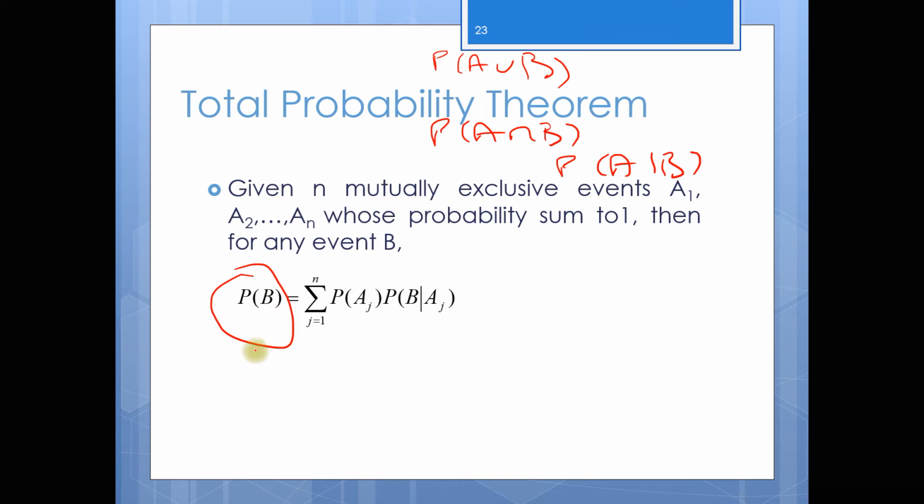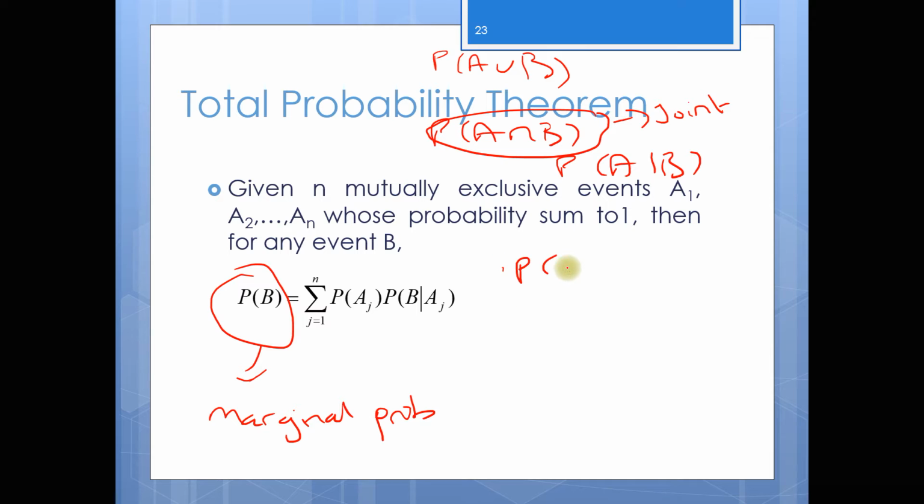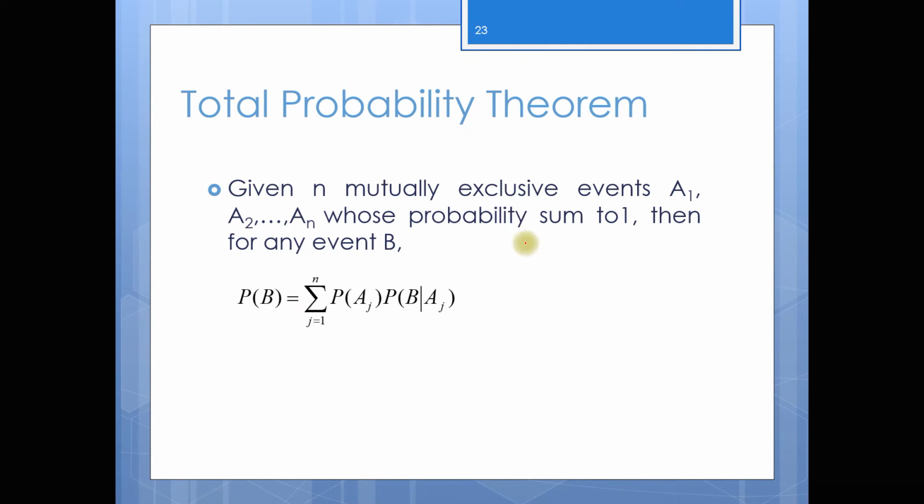The probability of a single event is what we refer to as a marginal probability. Probability of A and B is what we refer to as the joint probability. The probability of B on its own, or probability of A on its own, is what we would refer to as a marginal probability. Now, even the evaluation of a marginal probability, like probability of A, can be done using a formula, as you can see here.